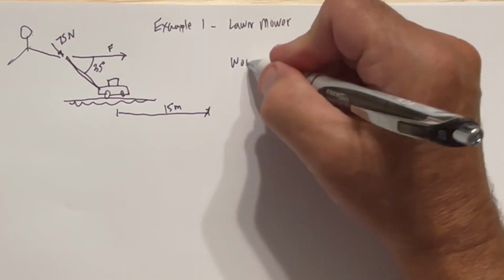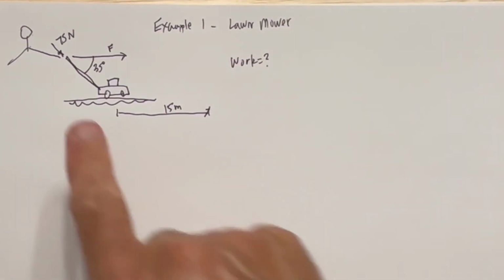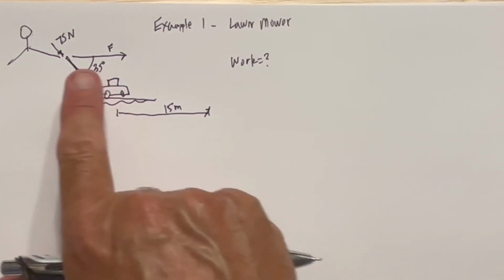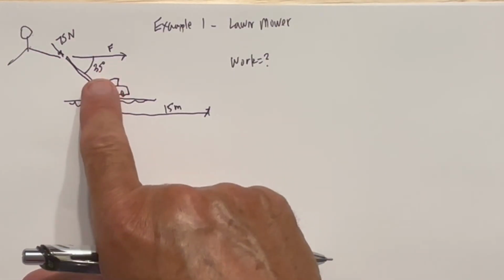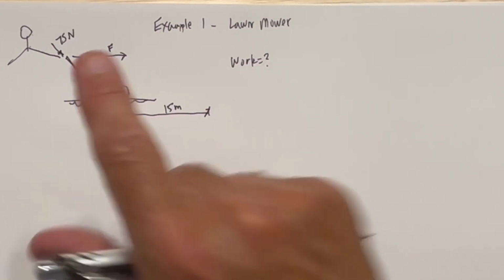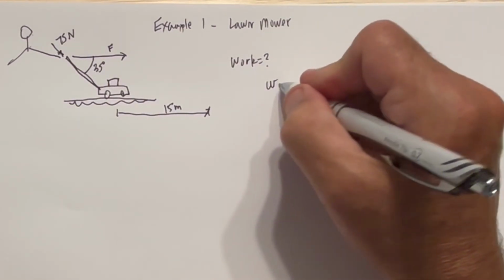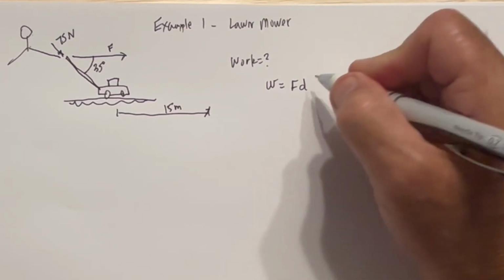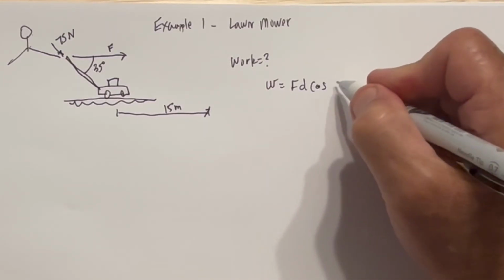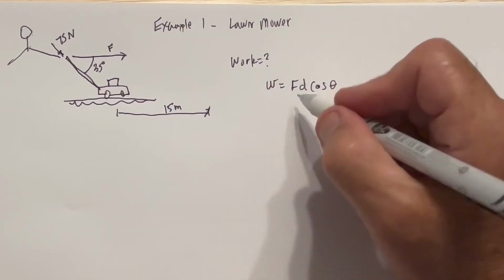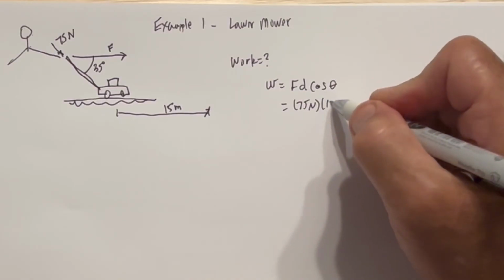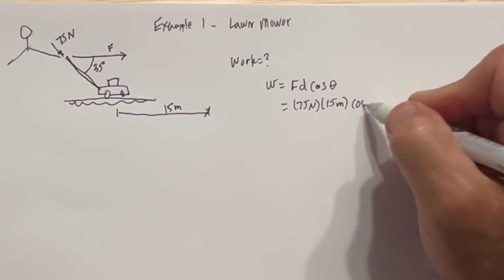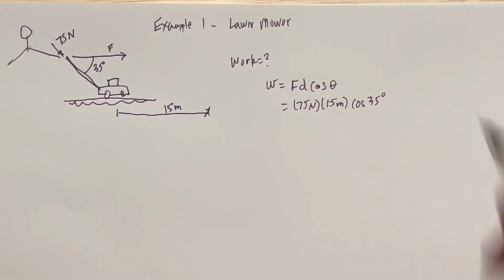So what is the work? How much work is required to move this lawnmower with a force of 75 newtons pushing down, 35 degrees relative to the direction of motion? We're going to use our equation. Work is equal to the force times the displacement times the cosine of the angle between them. In this case, our force is 75 newtons, our distance is 15 meters, and we want the cosine of the angle of 35 degrees.